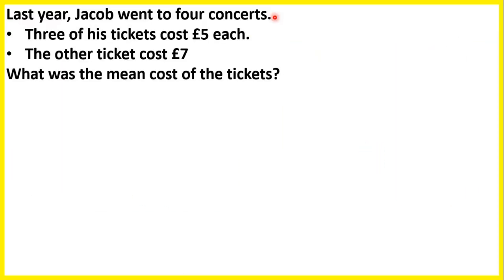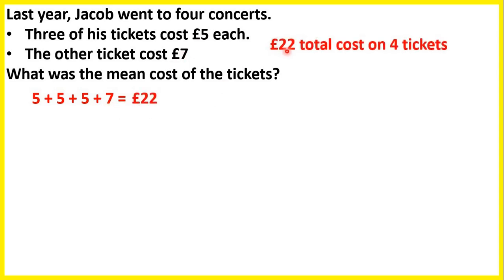Last year, Jacob went to 4 concerts. 3 of his tickets cost £5 each. The other ticket cost £7. What is the mean cost of the tickets? So to find the mean or the average, we add up the total amount and divide by the number of things. So we know that 3 tickets cost £5 and the other ticket cost £7, so that's £22 altogether. So £22 is the total cost of 4 tickets.